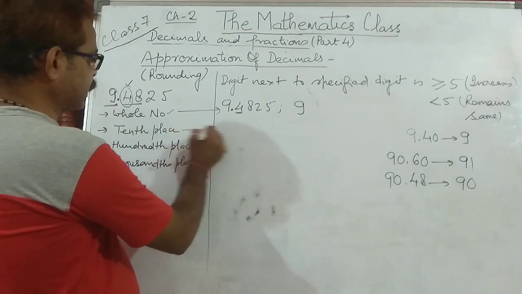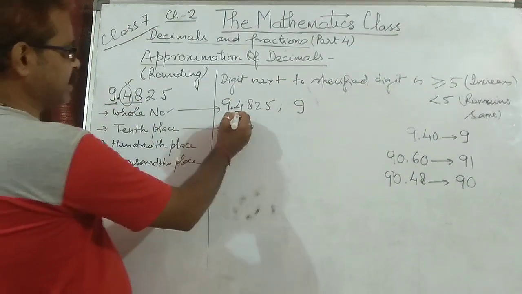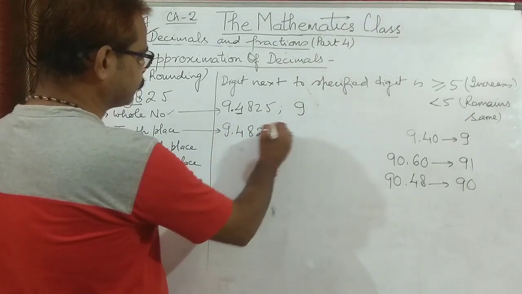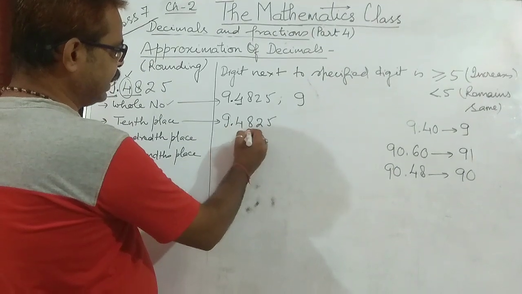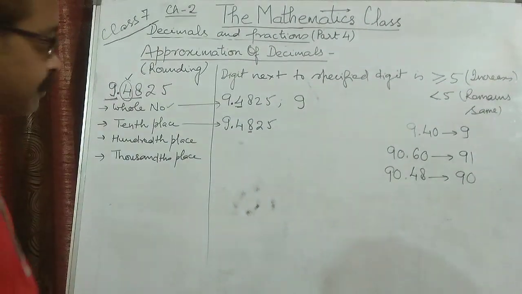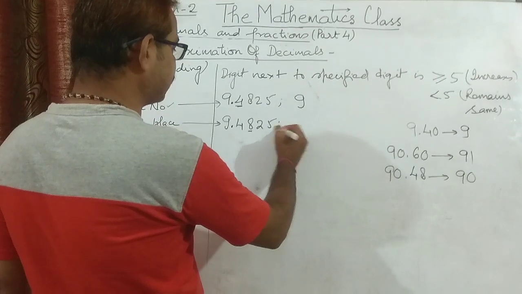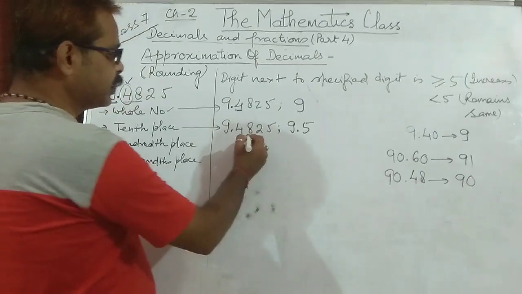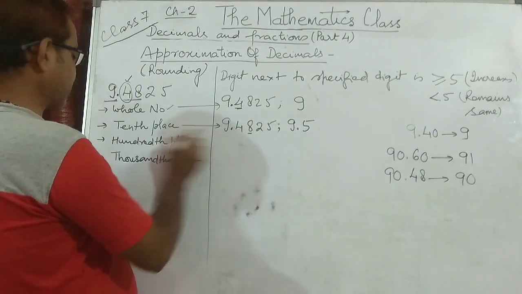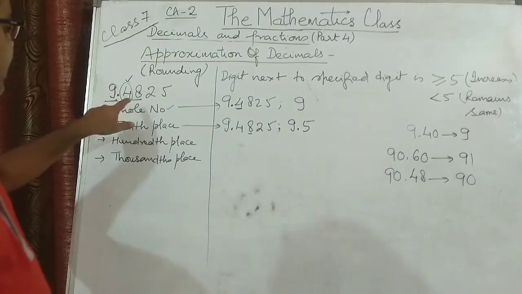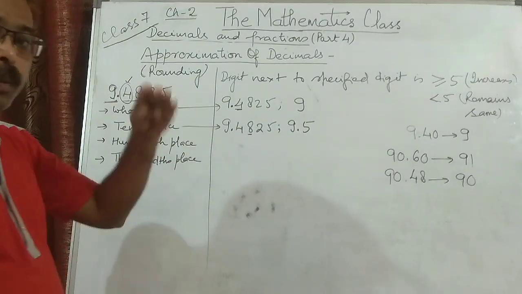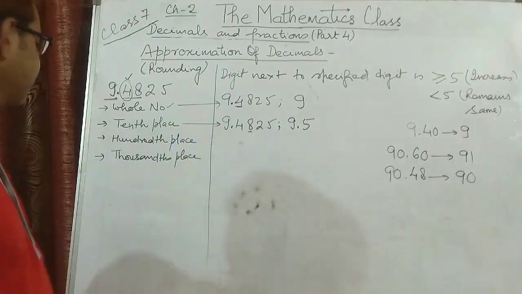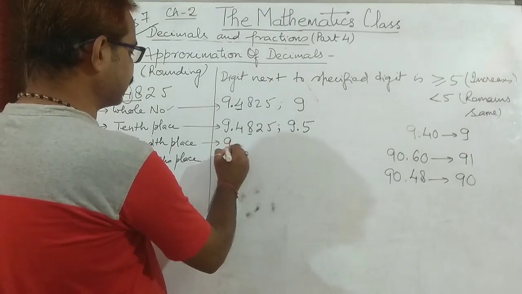Now let's talk about the tens place. What is the digit at the tenths place? It is 4. So we will go to the next digit. The next digit is 8. Now 8 is greater than 5. So this number can be written as 9.5. We don't write other digits. Why? Because we are rounding the given number up to 1 decimal place, or up to the 10th place. So that is 9.5.